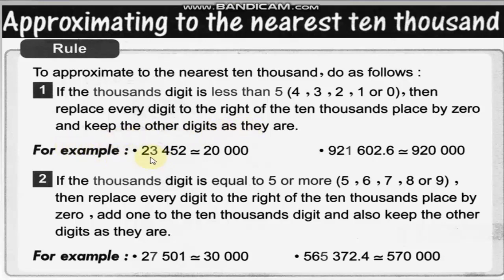For example, 23,452. Look at the 10,000. 10,000 here is number 2. Look at the thousand. It is 3. 3 is less than 5. So we replace thousand, hundreds, tens, and units by zeros and keep the 10,000s with its value. It became 20,000.